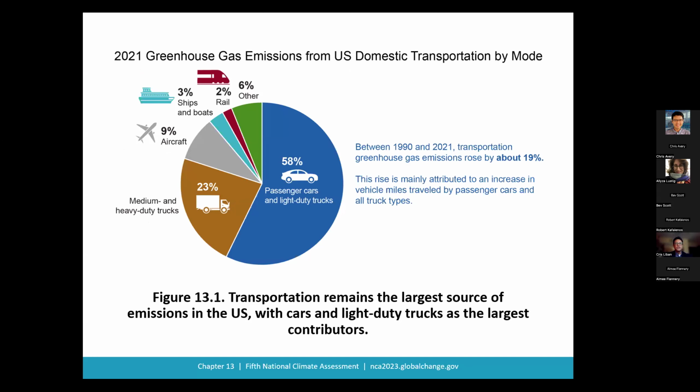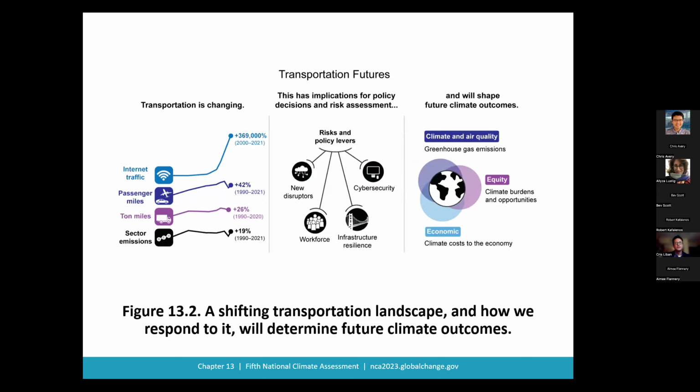Notwithstanding all different sources, transportation essentially remains the largest source of greenhouse gas emissions in the United States, with cars and light-duty trucks as the largest contributor. Between 1990 and 2021, greenhouse gas emissions rose by about 19%. Nothing new. We've seen that in NCA4, and we've updated those numbers here in NCA5. This rise is mainly attributed to an increase in vehicle miles traveled by passenger cars and all truck types.